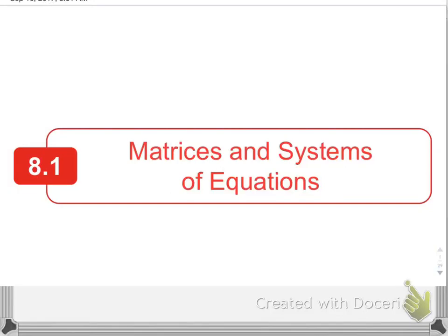Okay, hello everyone. This is section 8.1, matrices and systems of equations. If you haven't downloaded the notes, please do so. They are in Moodle. Or you can just keep pausing the video and write everything down first. It's up to you, however you want to do it. But we're going to be doing matrices and systems of equations. So we're going to be simplifying our life from the longhand version of Gaussian elimination that we just got done doing.